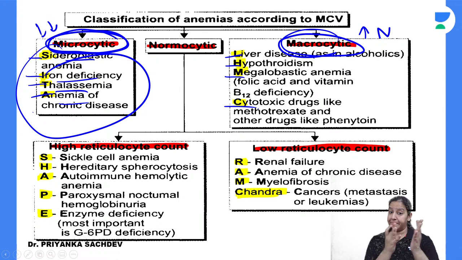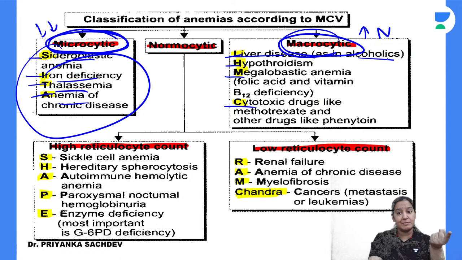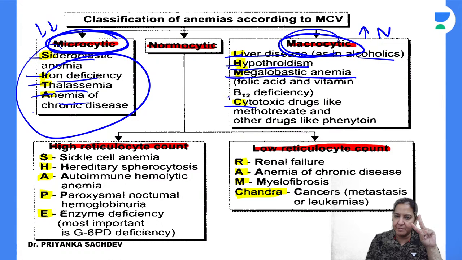So L stands for liver diseases, especially alcoholics, especially cirrhosis. Alcoholic cirrhotics are anemic. They have megaloblastic anemia. They have macrocytic anemia. H is hypothyroidism. Hypothyroidism persons also have macrocytic anemia. M is megaloblastic anemia. You know megaloblastic anemia occurs due to two deficiencies, either vitamin B12 or folic acid. So dono ke deficiency aa jayegi. And C is cytotoxic drugs. Patients on some drugs like phenytoin or methotrexate, it is an anti-cancer drug, unko bhi anemia hota hai. So that anemia is macrocytic anemia. Give me a thumbs up. So, Lady Harding Medical College.